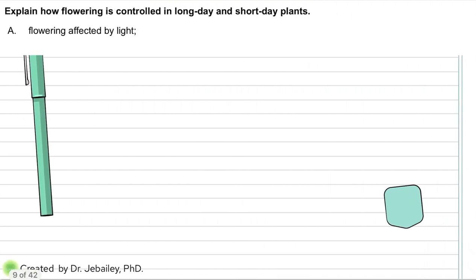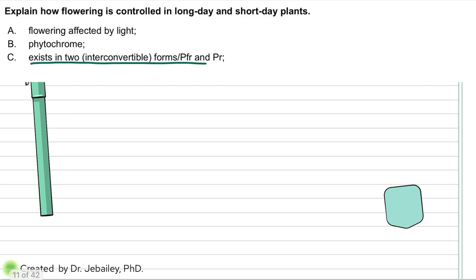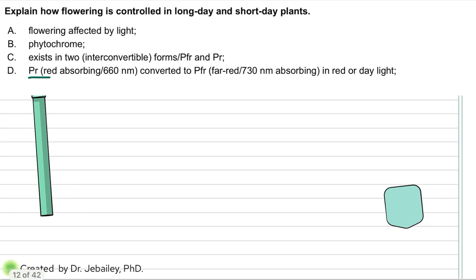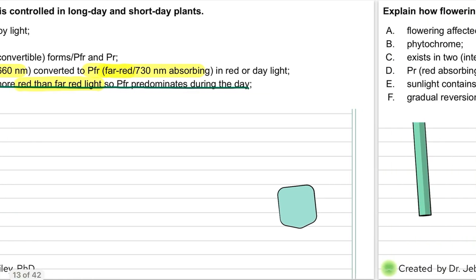So let's see. Flowering is affected by the light. That's the most obvious thing, which I did not talk about, but it's the light. Phytochrome, we did mention, exists in two forms, PFR and PR. PR is converted to PFR during the daylight, and sunlight contains more red than far red, so the PFR predominates during the day. So here I have an additional thing that I can talk about, which is the red and far red light, where the red is the PR and the far red is the PFR. So this is additional information that I did not mention, but now it's here in the mark scheme.